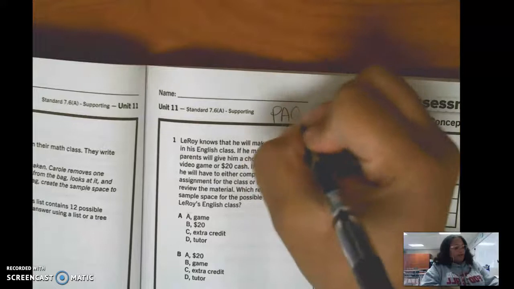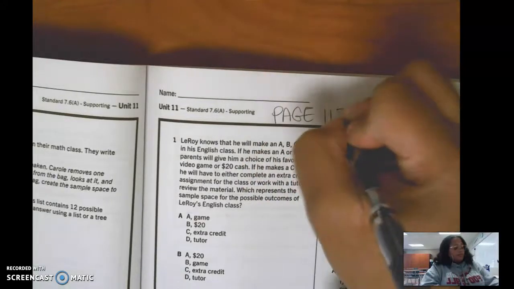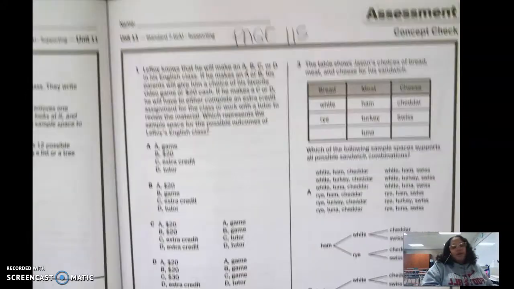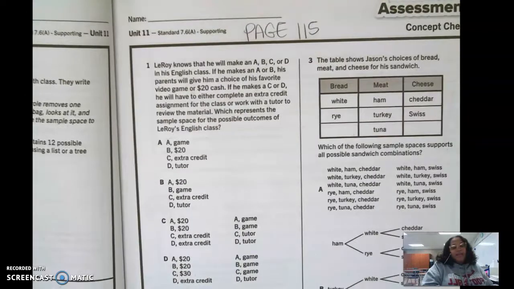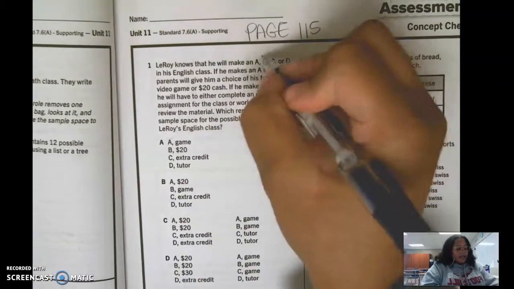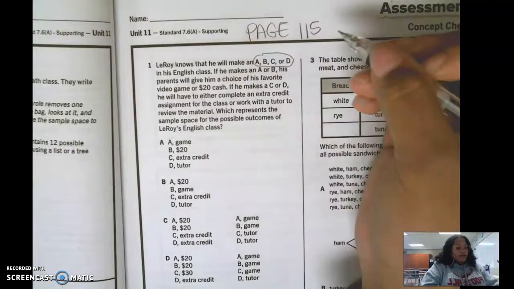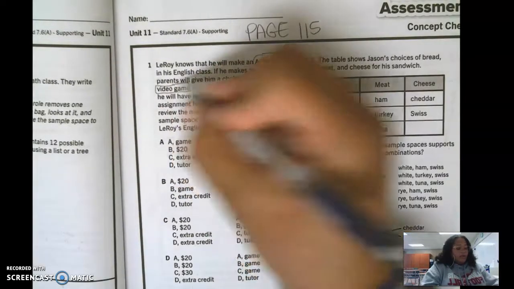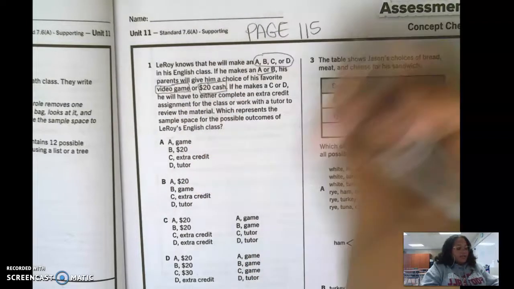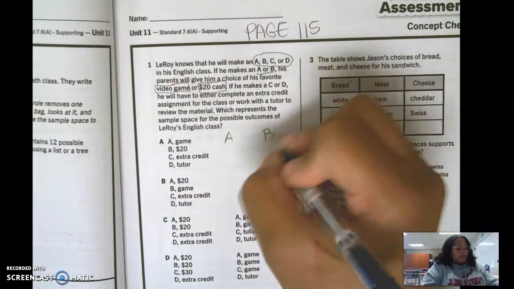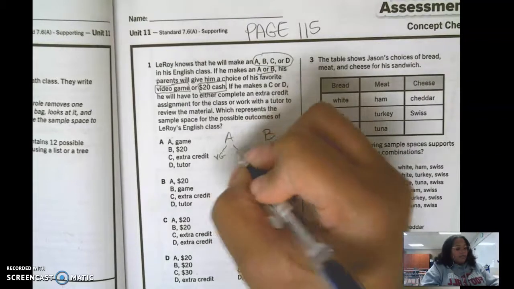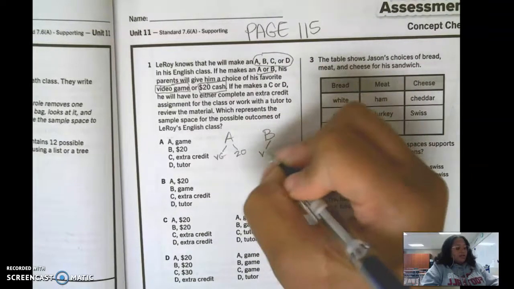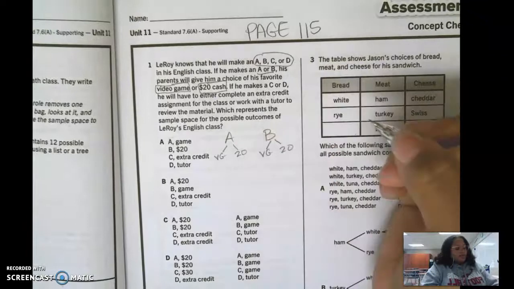Number 1 on page 115. Leroy knows that he will make an A, B, C, or D in his English class. These are his potential grades. If he makes an A or B, he will get a video game or $20 cash from his parents. So A or B, he gets a video game or $20.